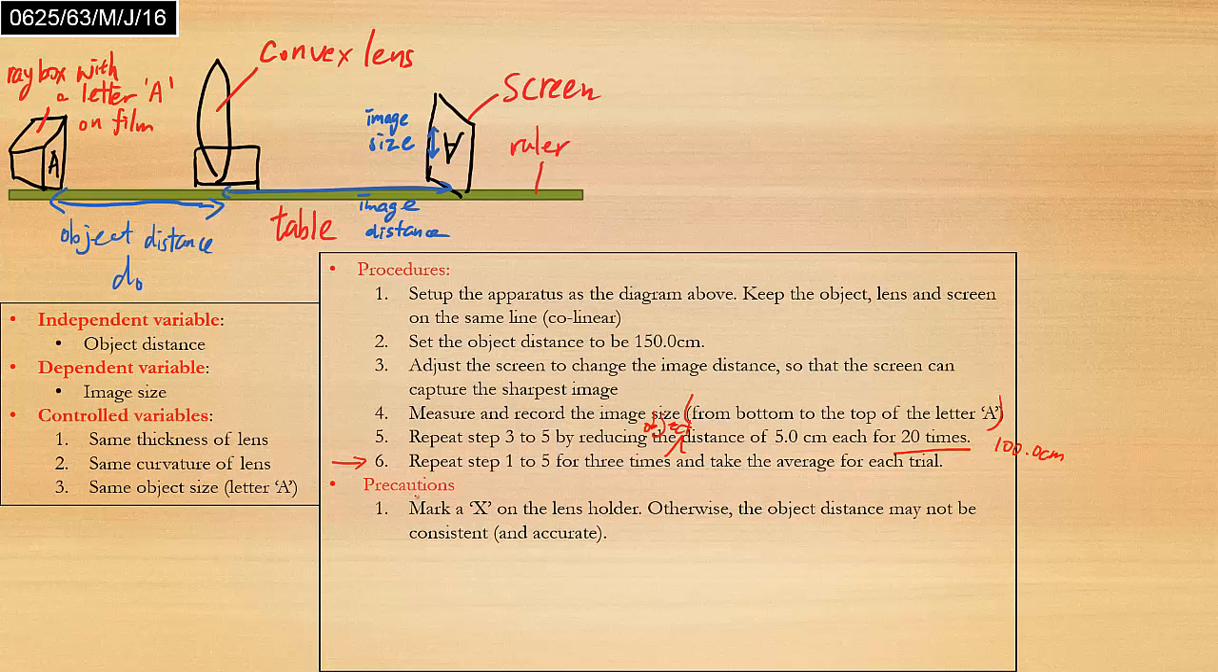The first one is to mark the X on the lens holder, so it is something like this, so that when you do the experiment, you will measure the object distance more consistently. I would like the word consistent rather than just put down the word accurate or precise, because you measure it the same every time.